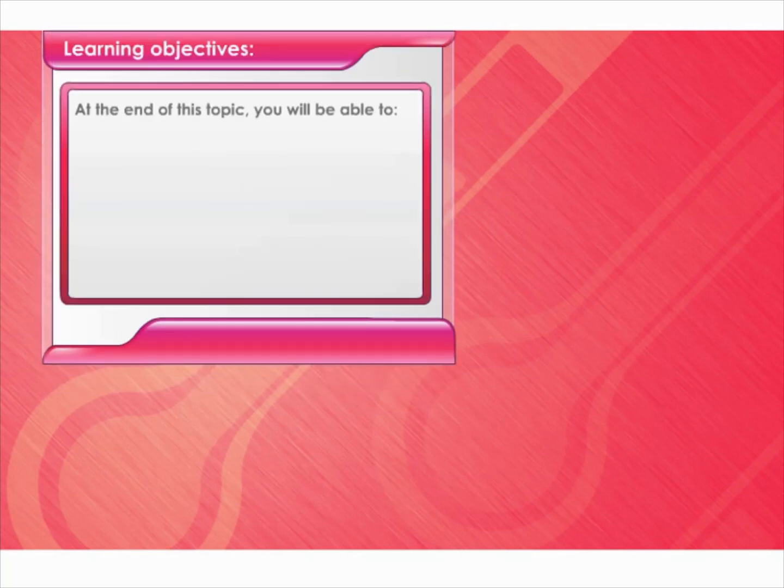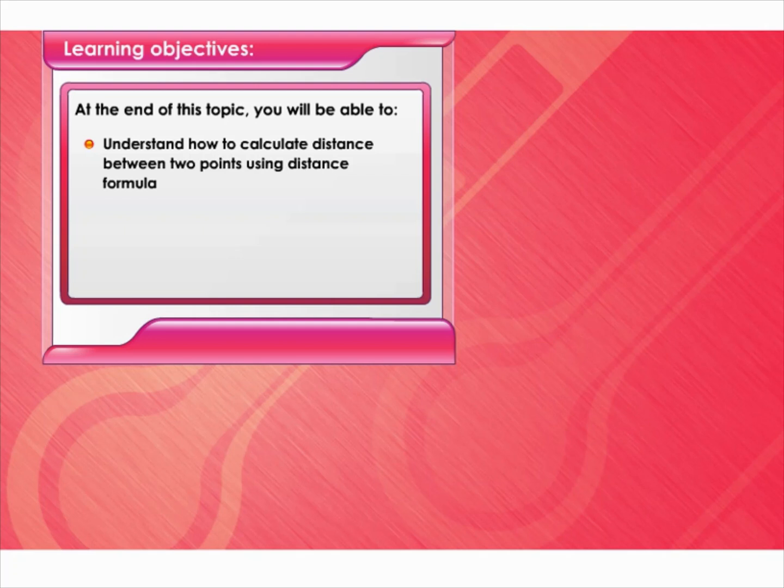Learning objectives. At the end of this topic, you will be able to understand how to calculate distance between 2 points using the distance formula. Solve problems using distance formula.